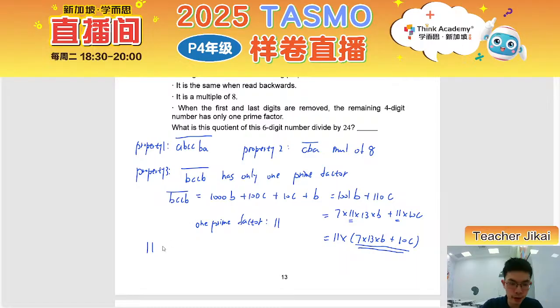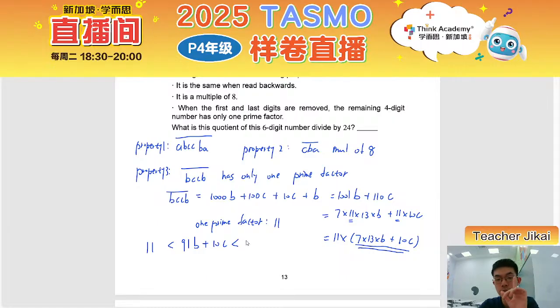So let's think about it, right? The thing inside the bracket is 7 times 13 times B. Yes, we have 91B plus 10C. Of course, B cannot be 0, right? So 91B plus 10C is larger than 11, right? If B is 0, we would need to make C 0 as well, but they have different numbers, right? So 91B plus 10C is larger than 11.